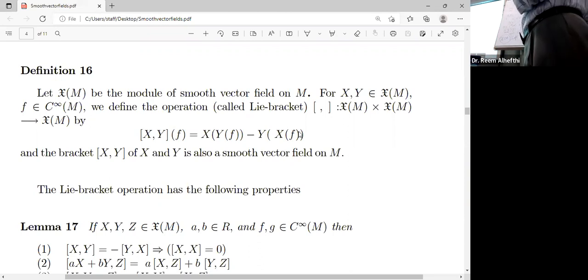Module theory should consult basic algebra. A module is a ring with additional multiplication, actually.